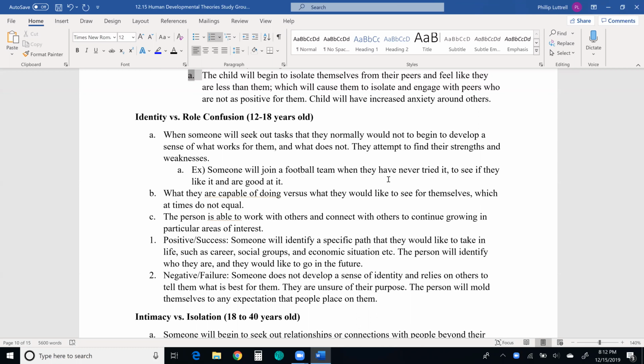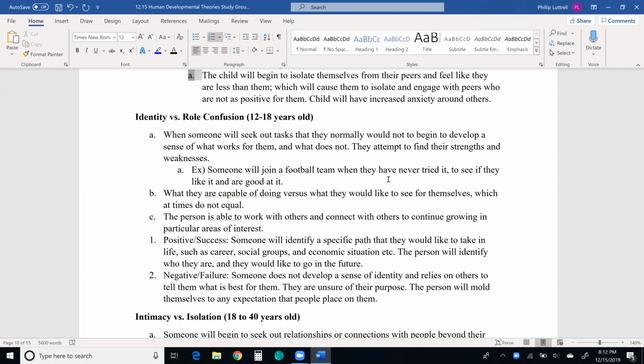So positive or success in this stage would be someone will identify a specific path that they would like to take in life, such as a career, social groups, and economic situation, etc.